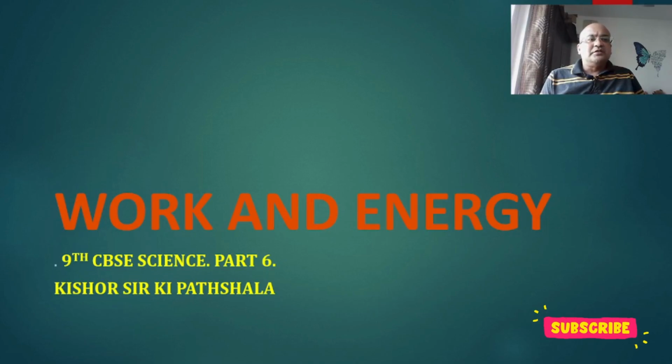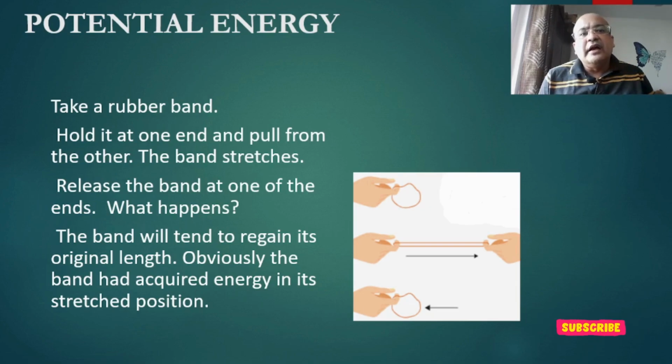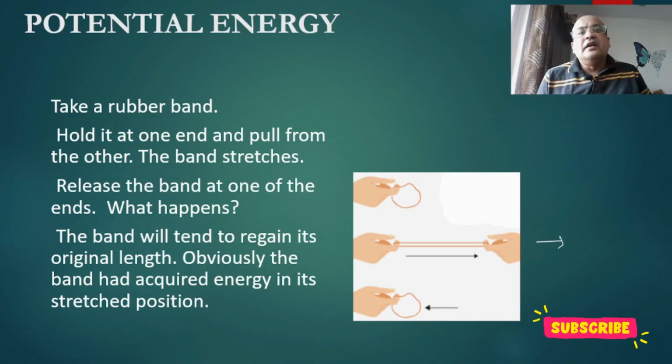Let's see today's part. Today we are going to see what we understand by potential energy. So let's take a rubber band which is easily available. A very easy activity to do. Now what we need to do, hold the rubber band at one end and pull from the other end. Release the band at one of the ends.